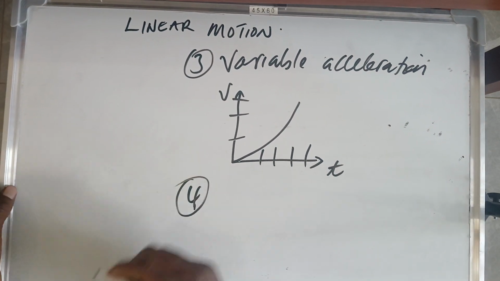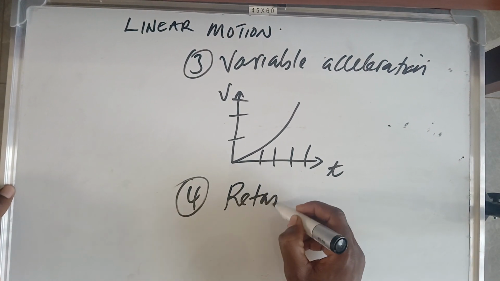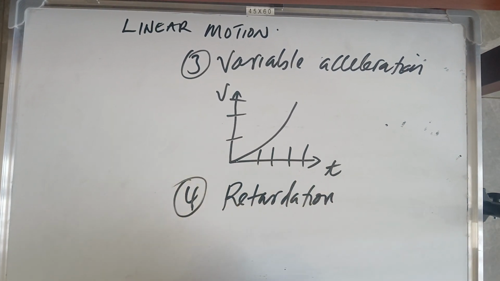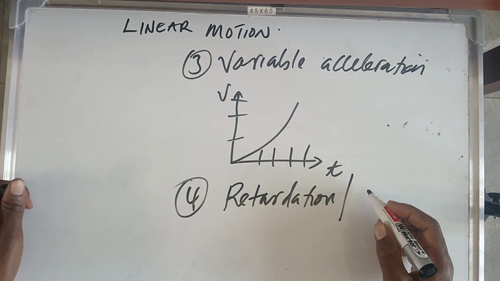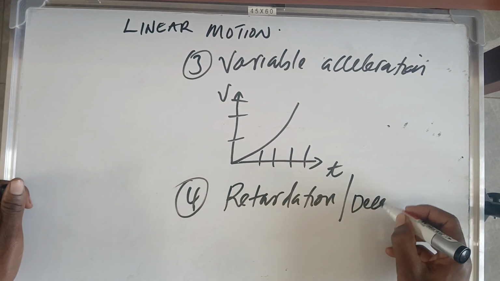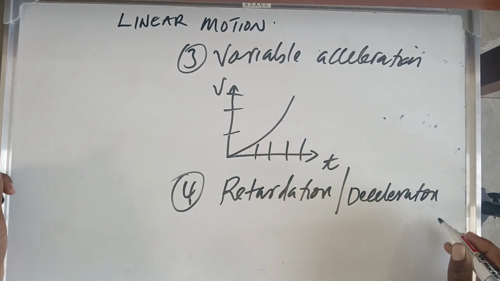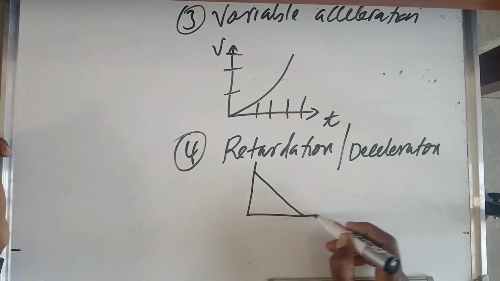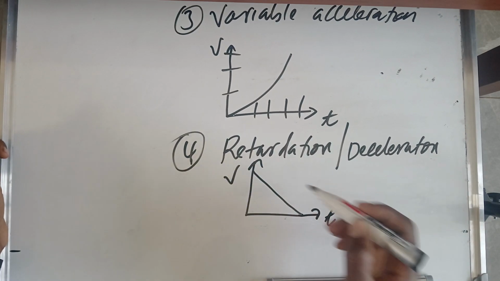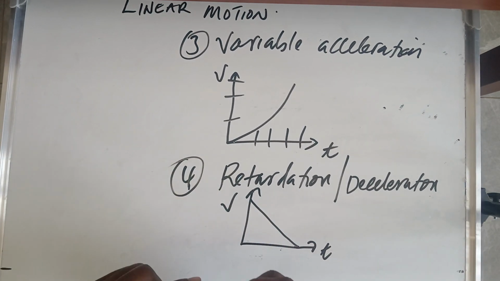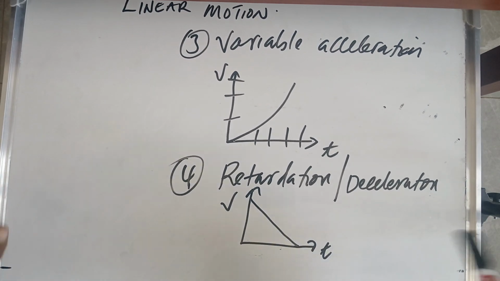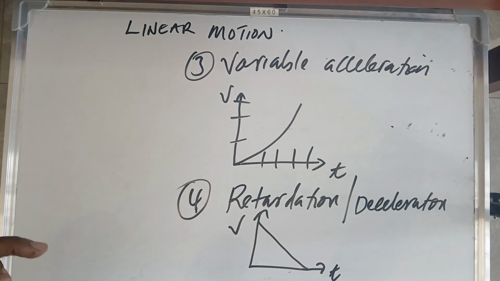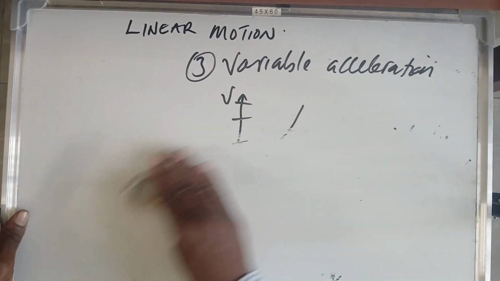Then the fourth definition that we are going to talk about is retardation. Now, retardation is simply the opposite of acceleration. It is also sometimes called deceleration. So when you have got a velocity time graph, retardation will actually look like that, where you have got time here and you have got velocity over there. So this is what you need to know as we begin this journey into linear motion. These definitions are very, very important. Let's just have a look at them in a summary pattern.